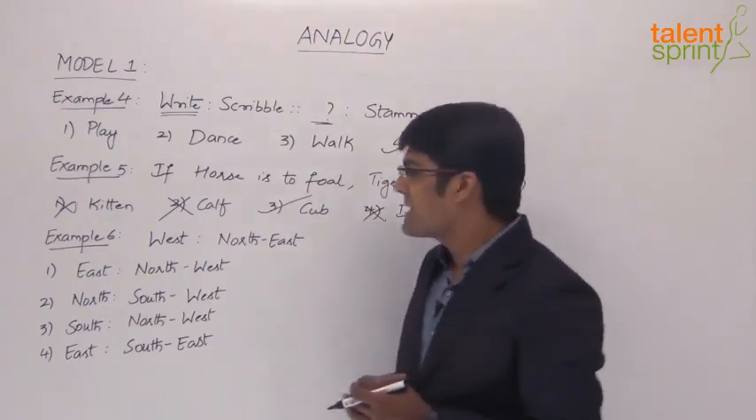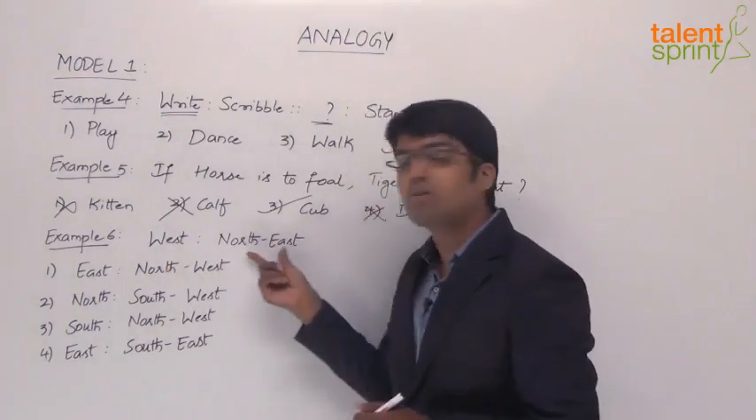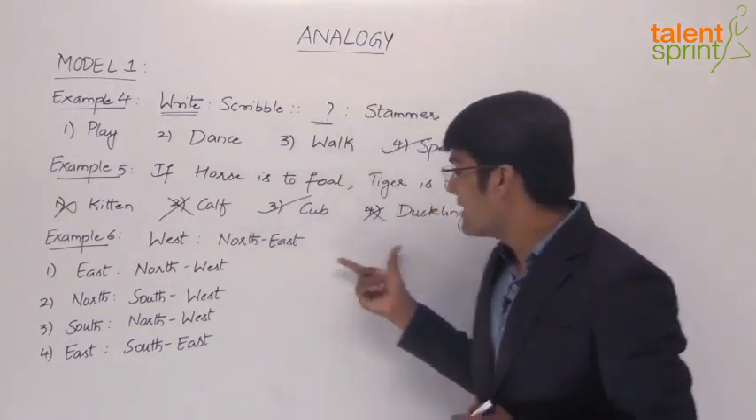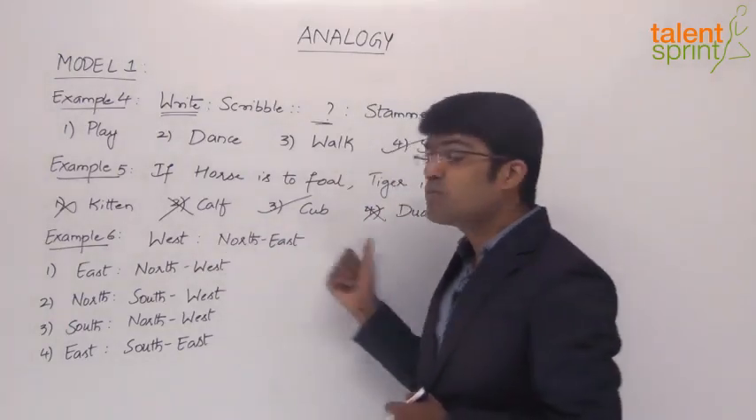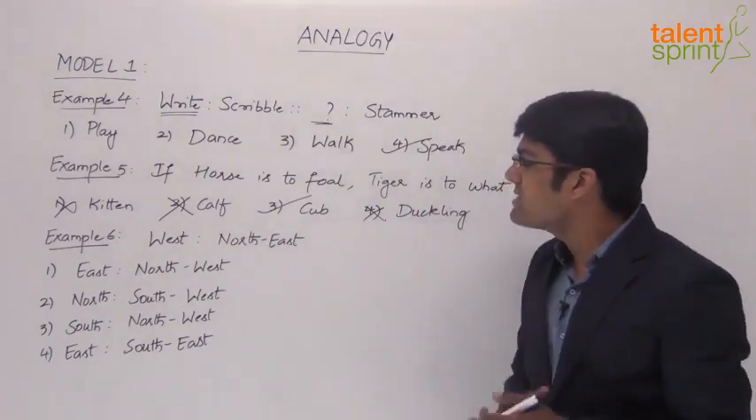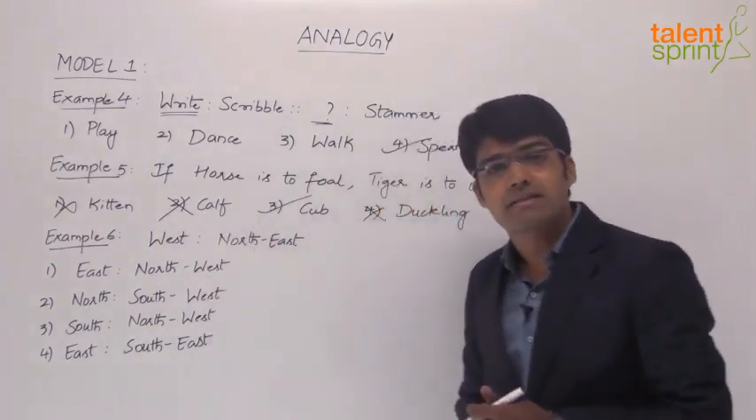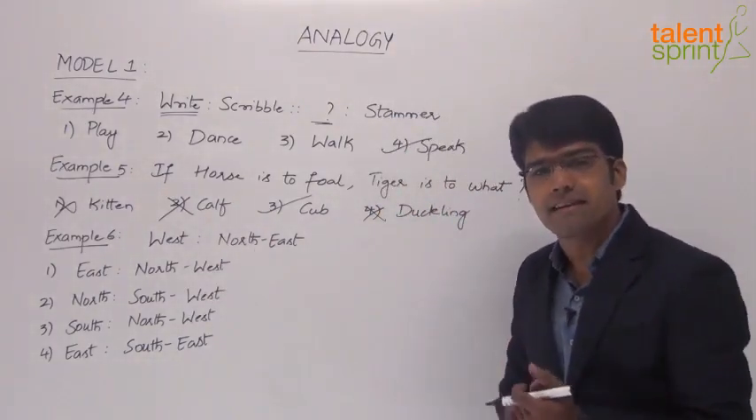Let us now look at the next example, that is example 6. Example 6 says west is related to northeast. And we have to find out the second pair such that these two pairs are analogous to each other. Now, what is the relationship between these two directions here? West is a direction, northeast is also a direction, right? But how are these two directions related?